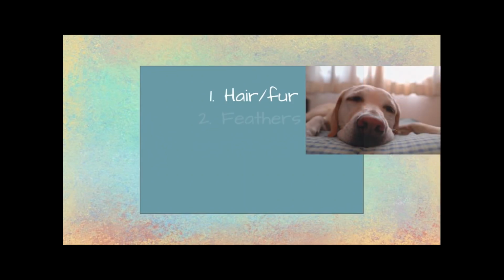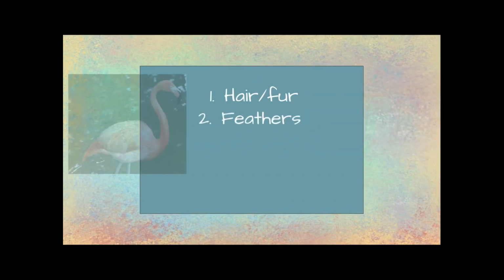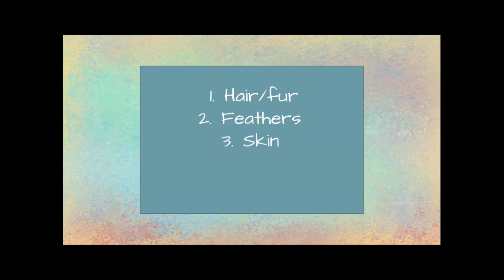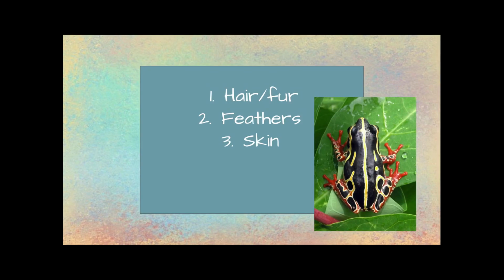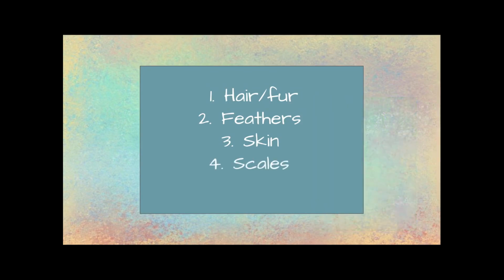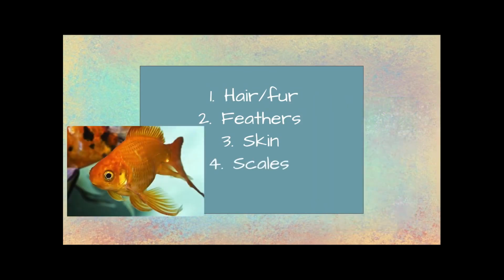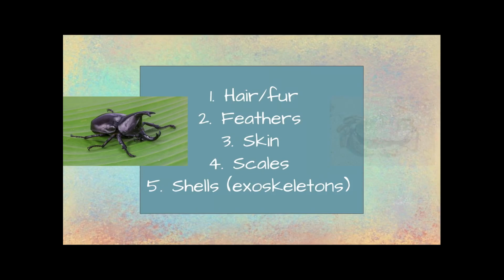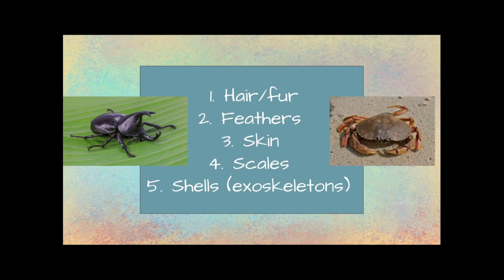All animals have body coverings. What's on the outside of their body? Some animals have hair or fur, like dogs, or feathers, like a pink flamingo, or skin, like humans and frogs, or scales, like a goldfish, or shells or exoskeletons, like a rhino beetle or a crab.